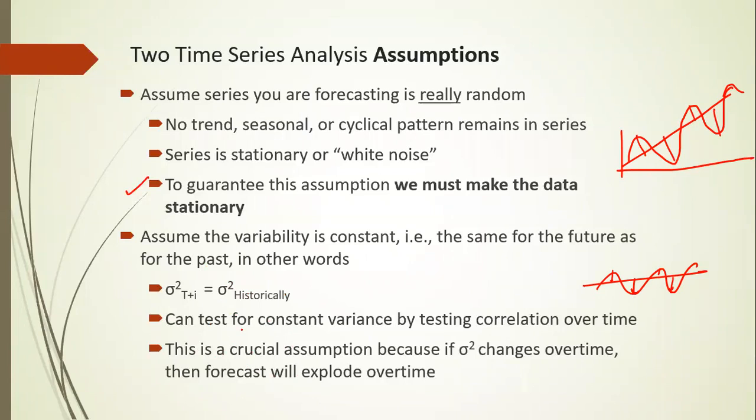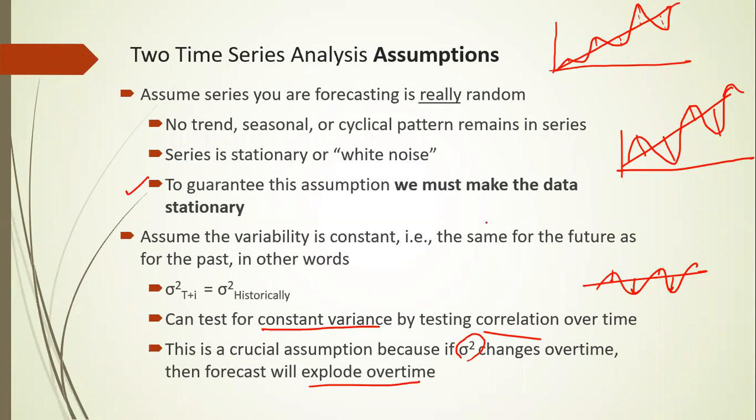This is a crucial assumption because we can actually test the constant variance by testing correlation over time. If the variance changes over time, then the forecast will explode. Imagine you have a time series where this is the variation, and now it changes again. Can you see this variation increasing over time? Guys, can you see that? Who knows, after say 50 years or whatever number of periods you want to forecast, the variation is going to be so big that it is uncontrollable. So the data has to be, we have a term for it, called homoscedastic.